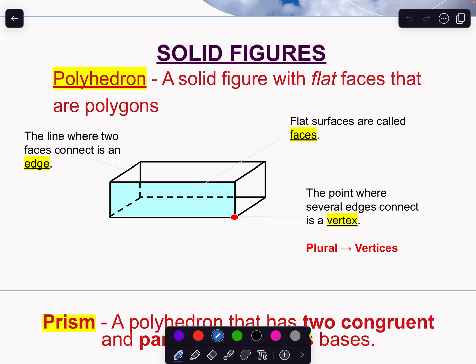So the first thing we want to talk about is something called a polyhedron. That's any solid figure that has flat faces that are polygons, so shapes with straight sides. Polyhedron means many-sided or many-faced, like many faces of a shape, is what it breaks down to. We have a couple other vocab terms here.